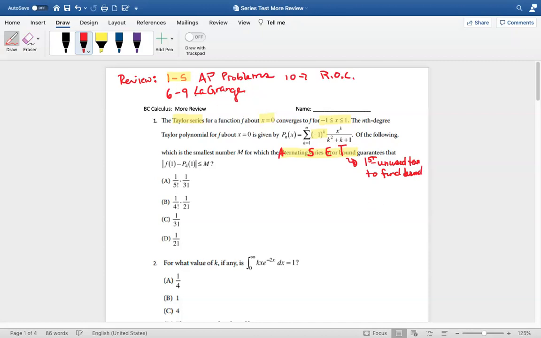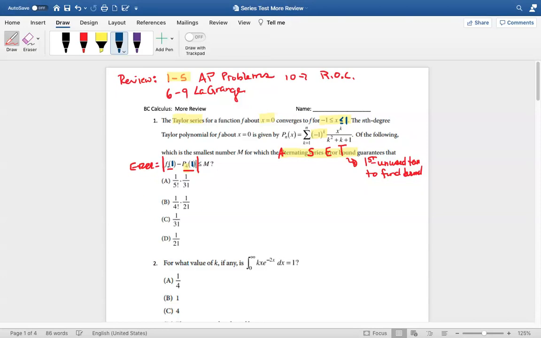Do you see what I did? I was looking for the first unused term. Well, how many terms did they use? This is an error expression. The error is the absolute value of fact minus fiction. So they used the 4th order polynomial at what number? 1. Can I use 1? Look at your interval of convergence. Oh yeah, my center is 0, but the interval of convergence includes 1.